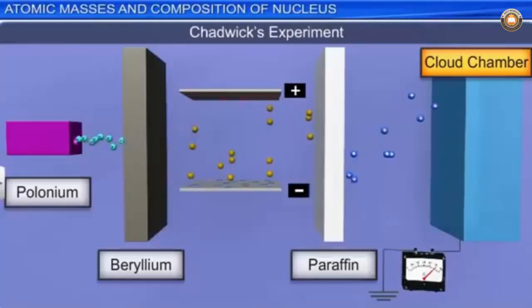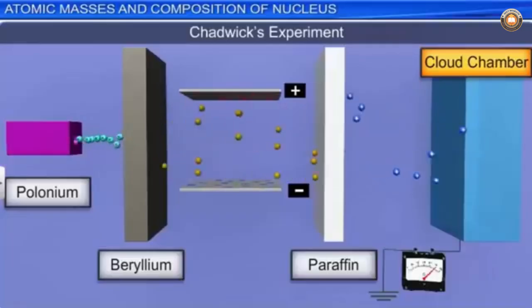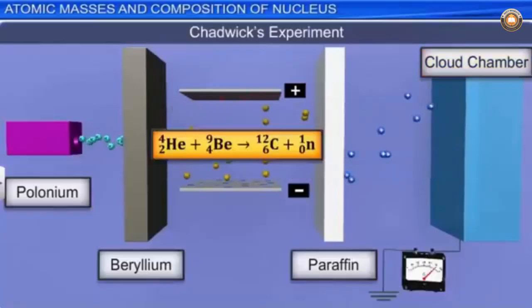Therefore, Chadwick assumed that these neutral particles were of the same mass as that of the protons. Calculations done on the basis of this assumption by applying the law of conservation of energy and momentum showed this assumption was in excellent agreement with the results obtained experimentally. The nuclear reaction occurring in Chadwick's experiment can be summarized as 2He4 plus 4Be9 gives 6C12 plus 0n1. Here, 0n1 represents the neutron.